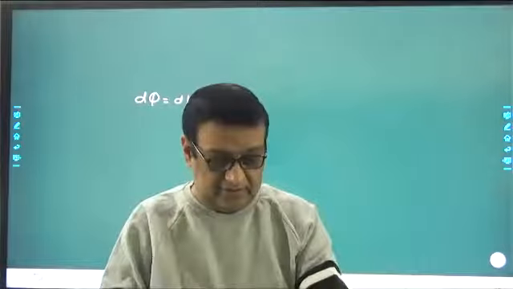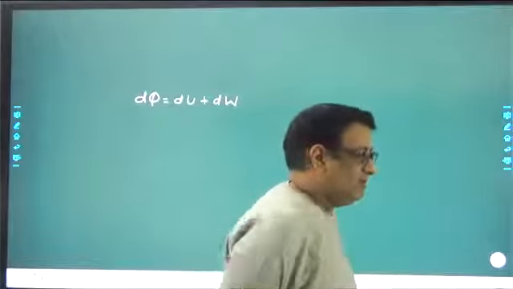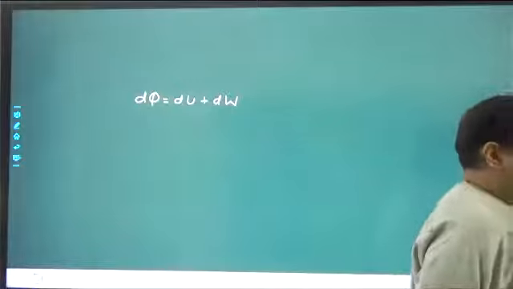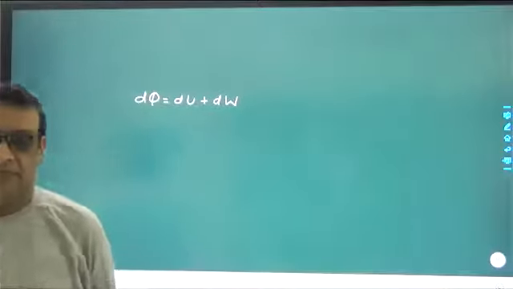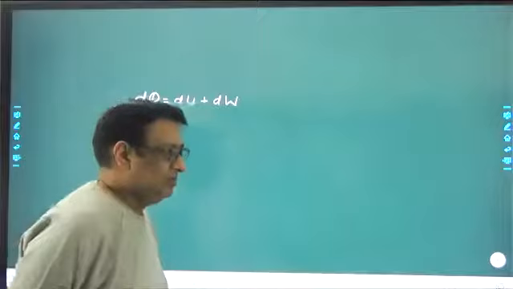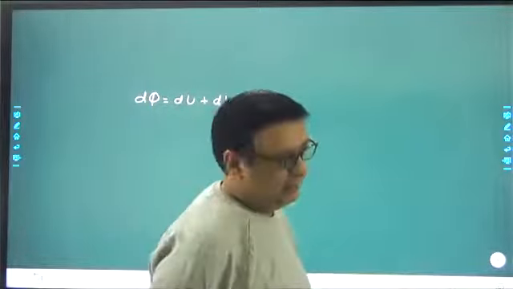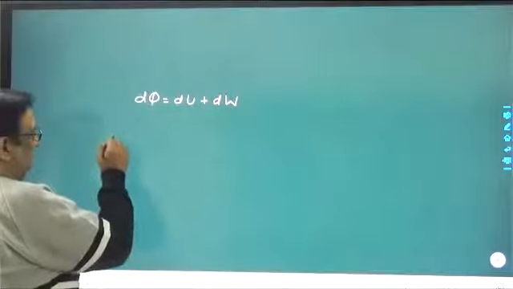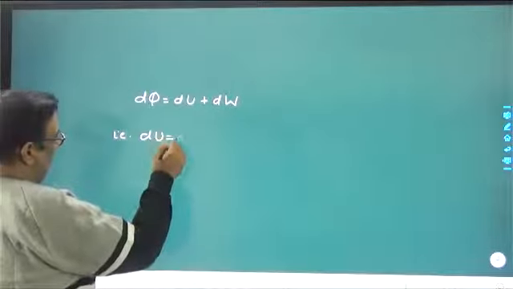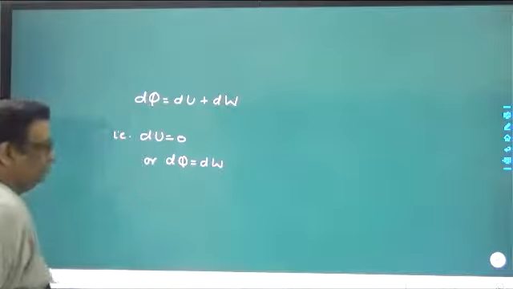So you can write for ideal gas, because non ideal के लिए नहीं होगा. For ideal gas, if temperature remains constant, change in internal energy will be zero. That is, dq is equals to dw.